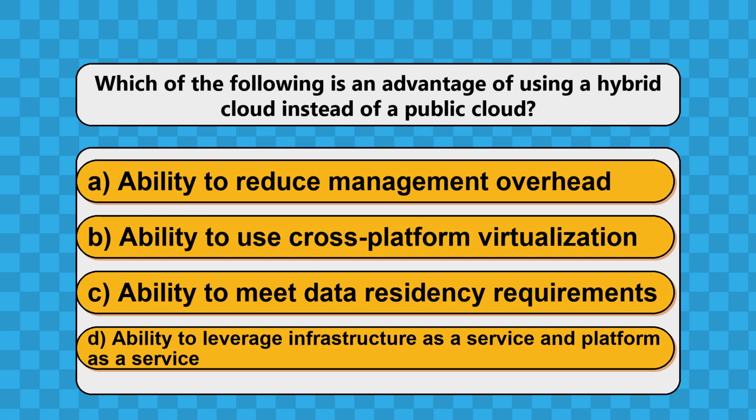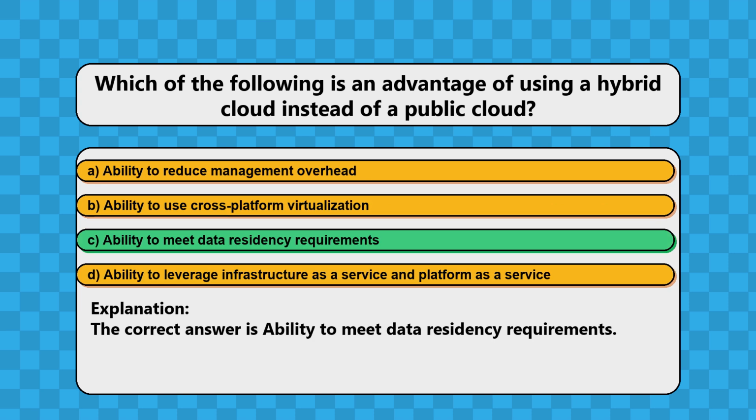Question 69. Which of the following is an advantage of using a hybrid cloud instead of a public cloud? Option A, ability to reduce management overhead. Option B, ability to use cross-platform virtualization. Option C, ability to meet data residency requirements. Option D, ability to leverage infrastructure as a service and platform as a service. The correct answer is option C, ability to meet data residency requirements.